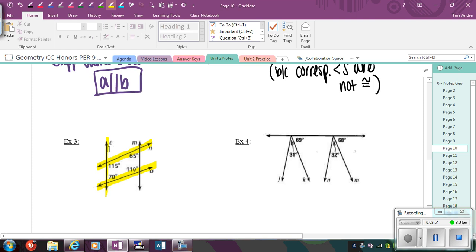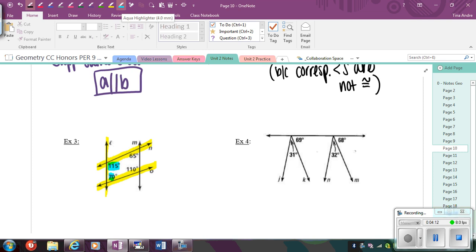So if I look at the angles that are given, focusing on just this piece, I have 115 and 70. So 115 plus 70 equals 185. Even though they're same side interior, they're not supplementary. So that means N and O are not going to be parallel to each other. Then I'm going to move on.